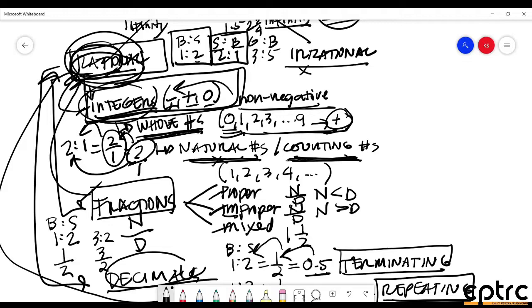Fractions, rational. Decimals, rational. All of them are called rational numbers. So ngayon, sir, ano ba yung meron sa irrational number? Ano ba yung pagkakaiba, sir?